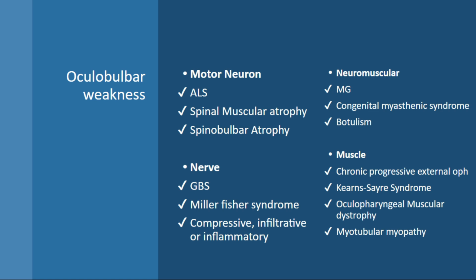Nerves, GBS, Miller-Fisher is a common one, okay? So compressive, infiltrative, or inflammatory. And then neuromuscular, myasthenia gravis, congenital myasthenic syndrome, botulism, bulbar, we already talked about that, bulbar involvement more common, okay? Muscles, chronic progressive external ophthalmoplegia, Kearns-Sayre syndrome, oculopharyngeal muscular dystrophy, myotubular myopathy.